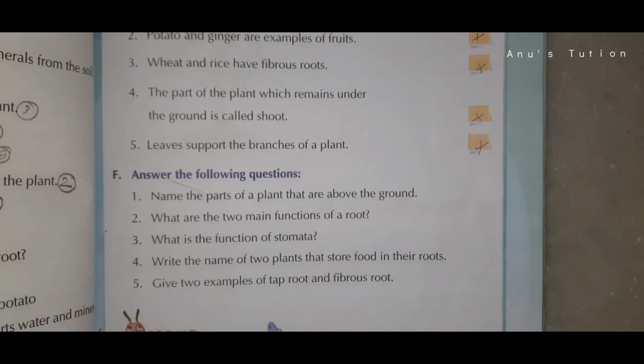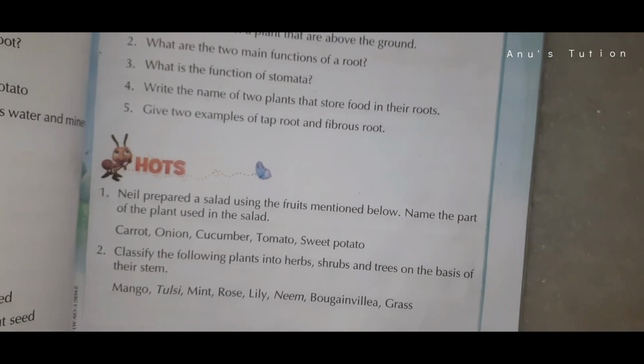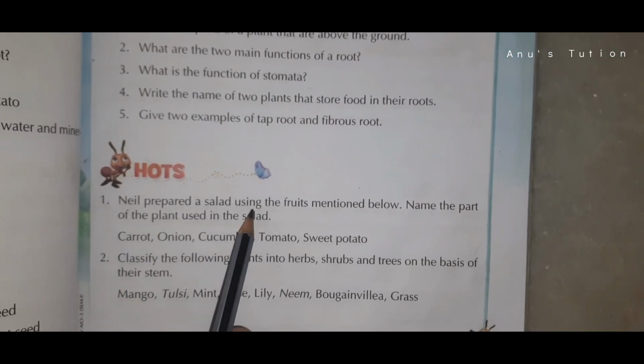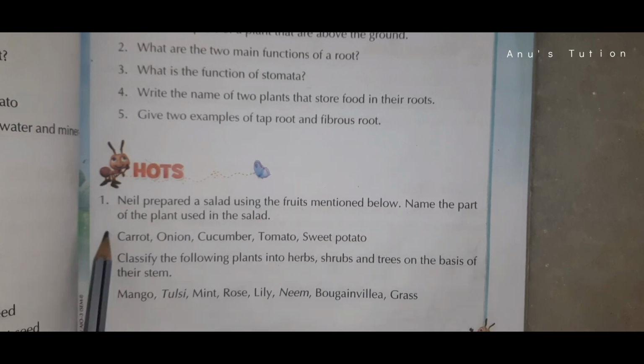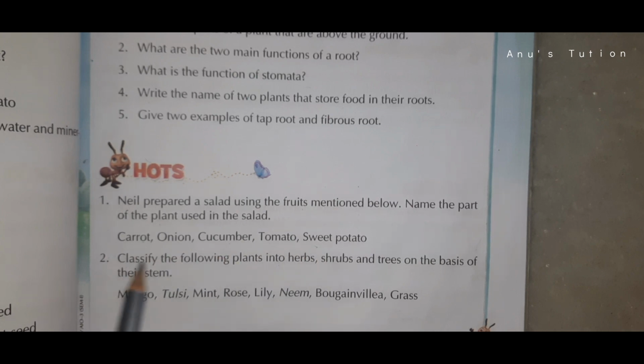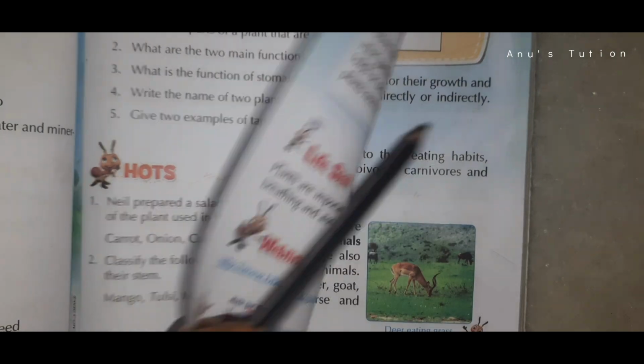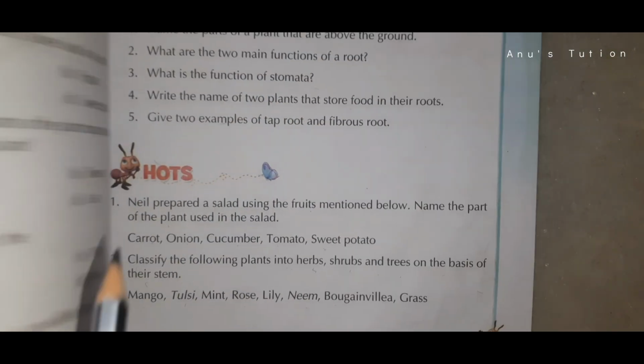Next, here are two important points. We will see here once again. Neil prepared a salad using the fruits mentioned below. Name the parts of the plant used in this salad: carrot, onion, cucumber, tomato, sweet potato. Classify the following plants into herbs, shrubs and trees on the basis of their stem: mango, tulsi, mint, rose, lily, neem, bougainvillea, grass. Here is the explanation of the chapter.